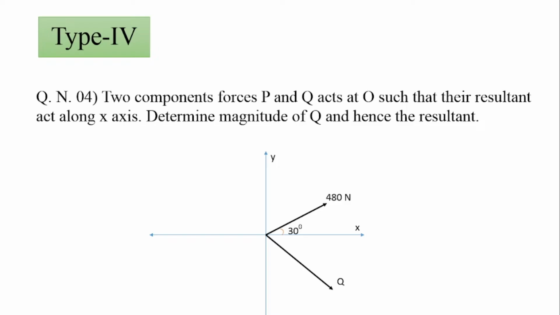Two component forces P and Q. So this is P force and this is a Q force, act at O such that the resultant acts along x-axis. Determine the magnitude of Q, hence the resultant. So it is a type 4 type of numerical because the resultant is given along x-axis. So your resultant is horizontal. This question was asked in May 2014 in the Mumbai University.